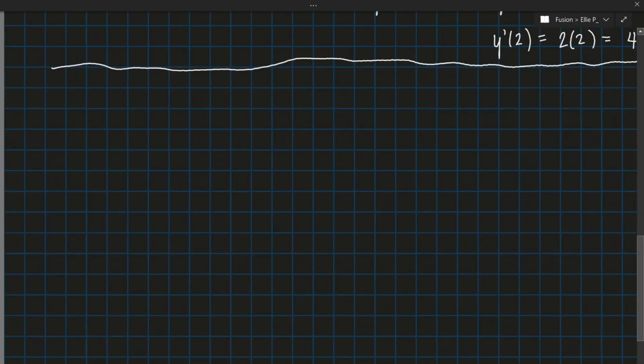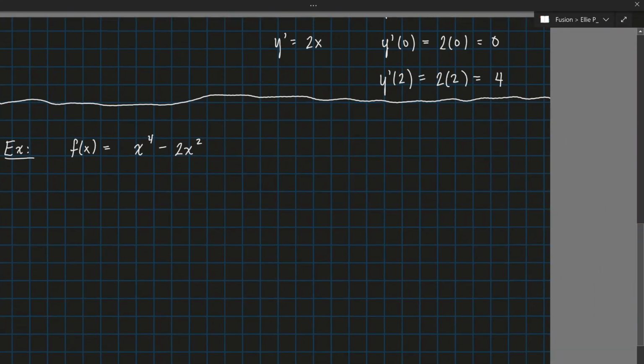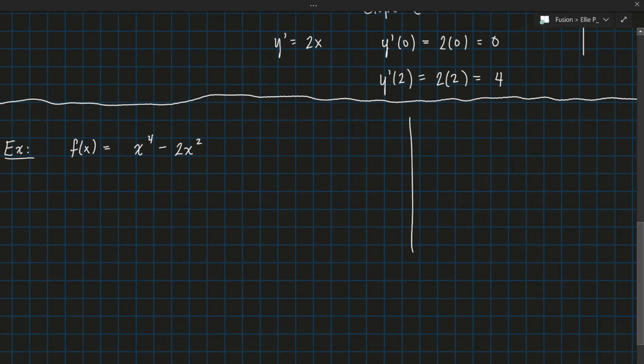All right, so let's do another one. Let's say we have f of x equals x to the fourth minus 2x squared. Okay. So this will look something like, just very roughly, something like that. It might have different root points, but it'll roughly have that behavior where it goes to infinity at either end.